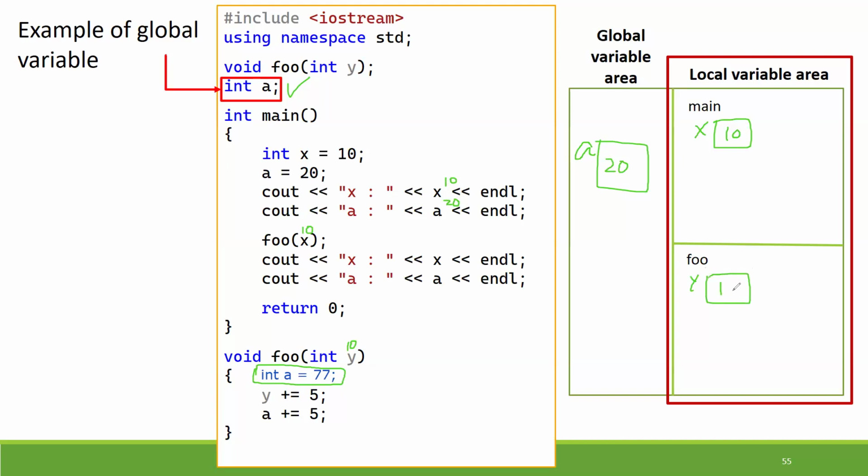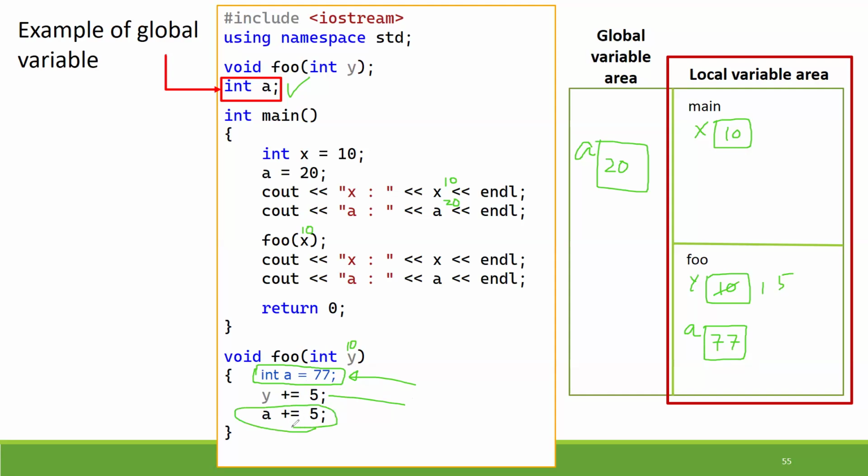And look at this one. This means make a local variable A. So local variable A is created in this area, 77. Okay, 77. And then look at this one. Increment Y by 5. This becomes 15. Okay, this becomes 15.